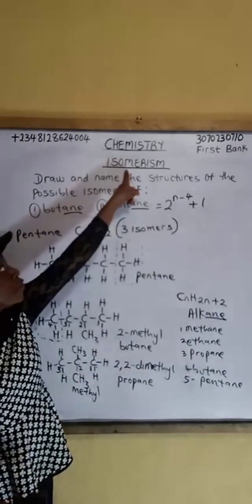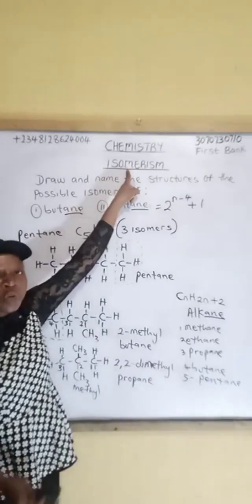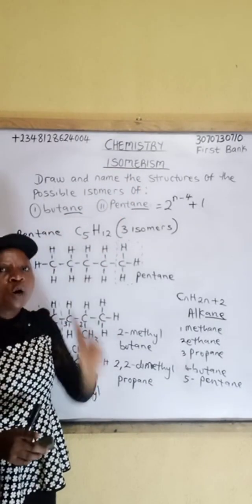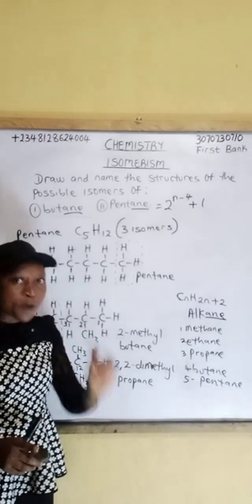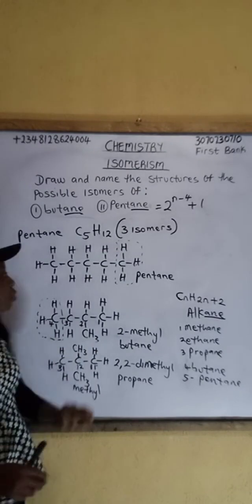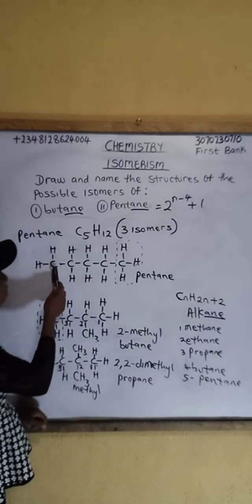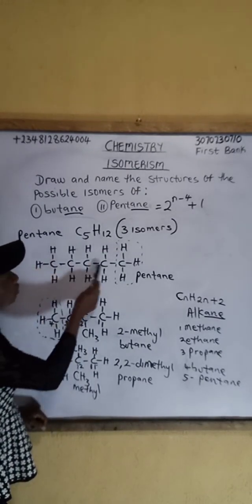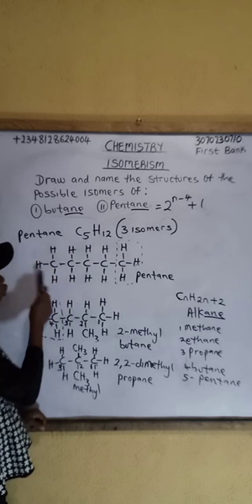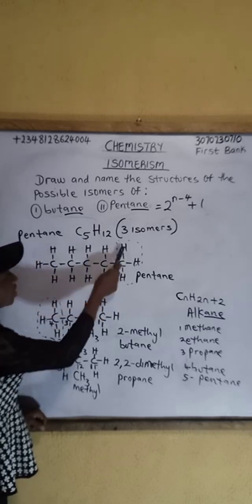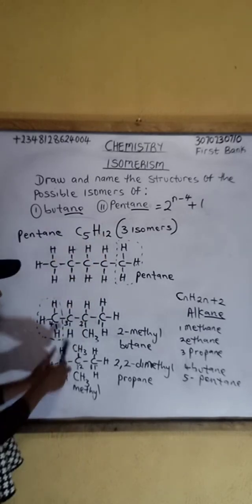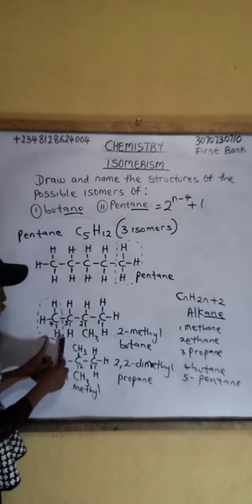Now, let's see, maybe it goes with the definition of isomerism. Isomerism is the occurrence of 2 or more compounds with the same molecular formula. Now, let's check these structures if they have the same molecular formulas. How many carbon atoms here? 1, 2, 3, 4, 5. C5. Then how many hydrogen? 1, 2, 3, 4, 5, 6, 7, 8, 9, 10, 11, 12. 12 hydrogen. Now let's check the second structure.